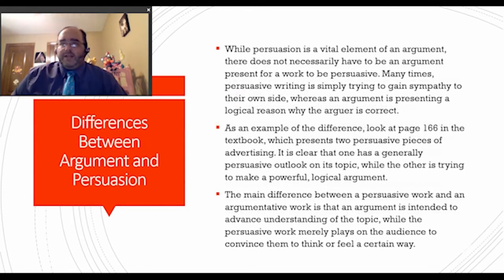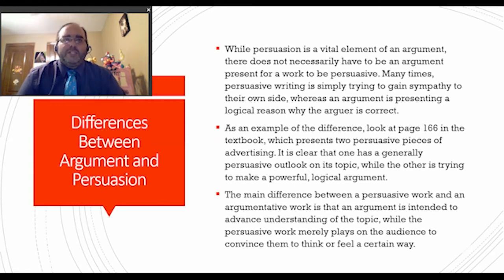So, you might be thinking, well, this sounds like persuasion. Well, kind of, okay? However, there's a bit of a difference here. So, let's talk about what those differences are. While persuasion is a vital element of an argument, there does not necessarily have to be an argument present for a work to be persuasive. Okay? Many times persuasive writing is simply trying to gain sympathy to their own side, whereas an argument is presenting a logical reason why the arguer is correct.